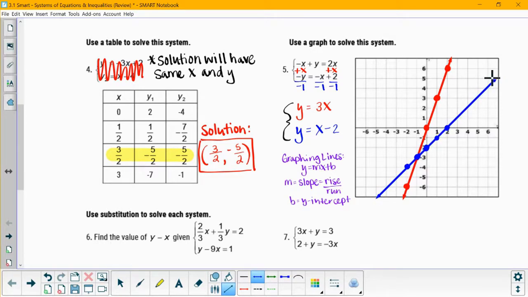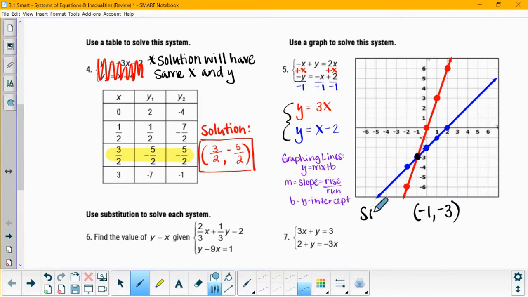Once I've done this, I am interested in finding the intersection of these two lines, which I can see is clearly here. So my solution to this problem is going to be the coordinate point -1, -3. And yes, you do have to write it as a coordinate point.